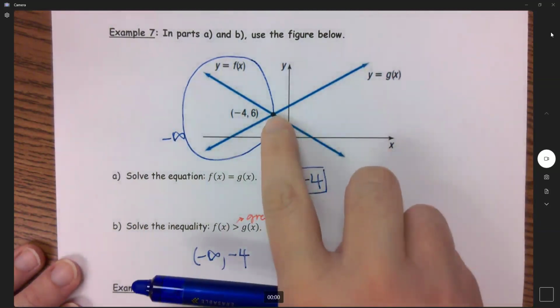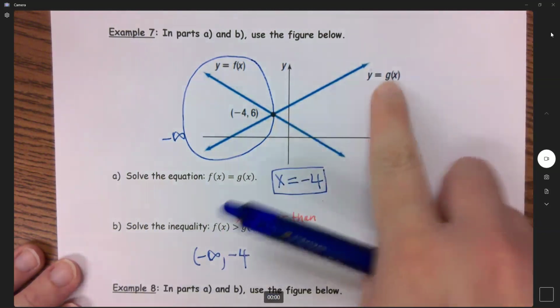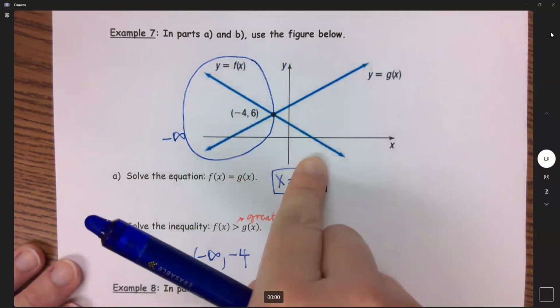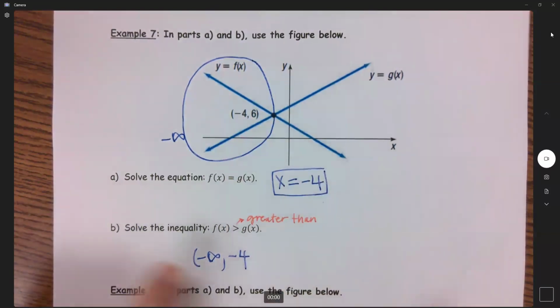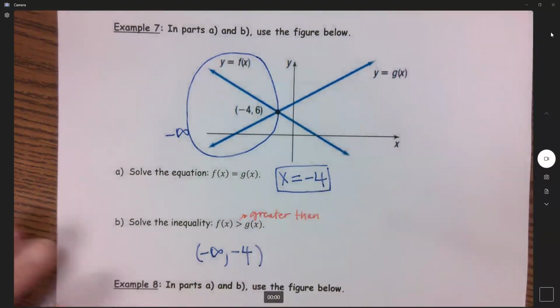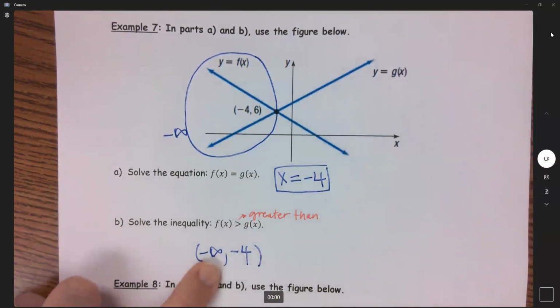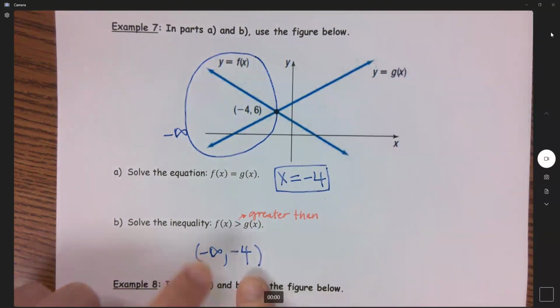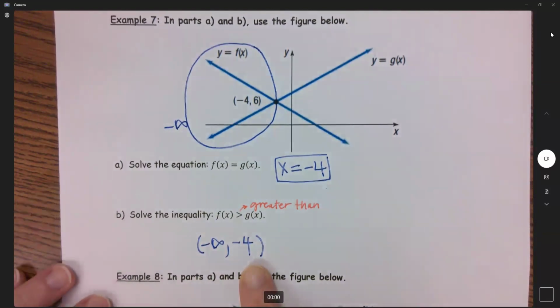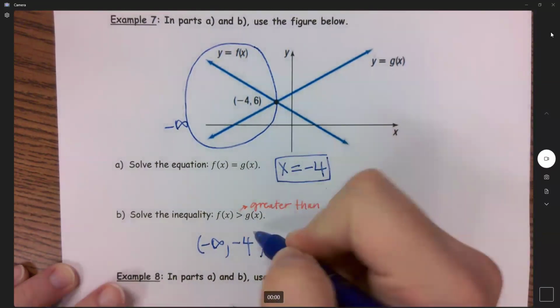Because once we pass -4, now my g of x line is on top of my f of x line. And because this is greater than and not greater than or equal to, this will have a parenthesis. Infinities always have a parenthesis, whether it's negative or positive infinity. And this one will have a parenthesis as well because it's greater than and not greater than or equal to, meaning that -4 is not included.